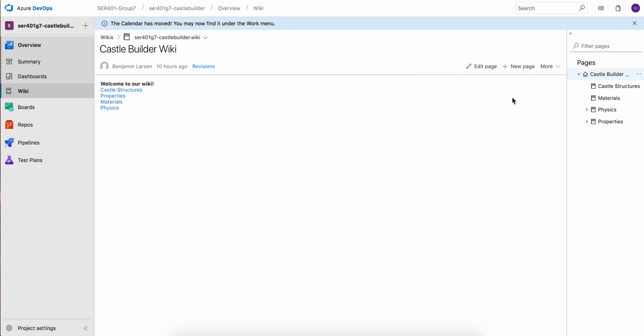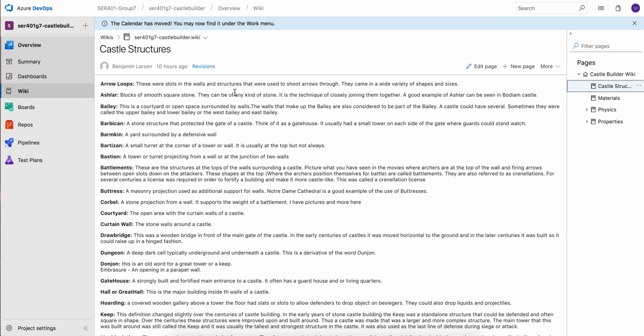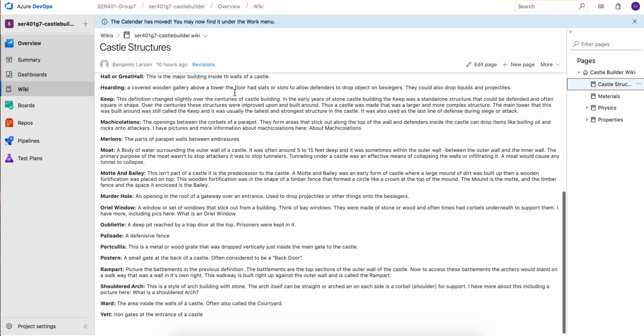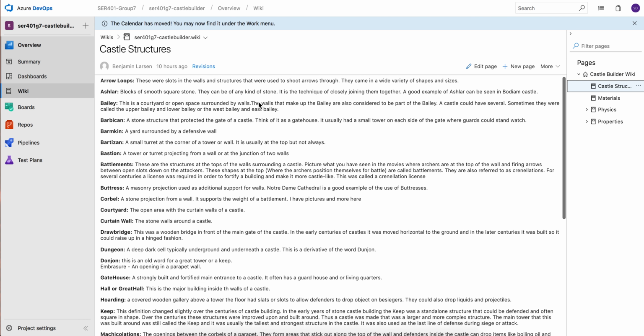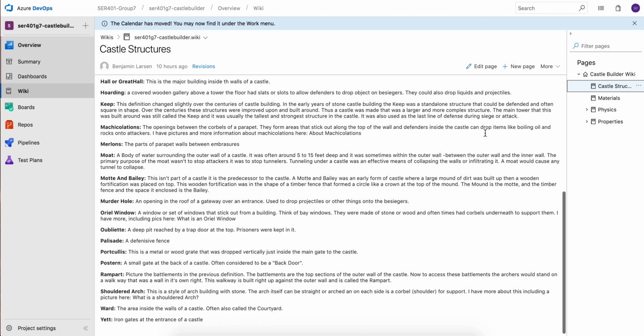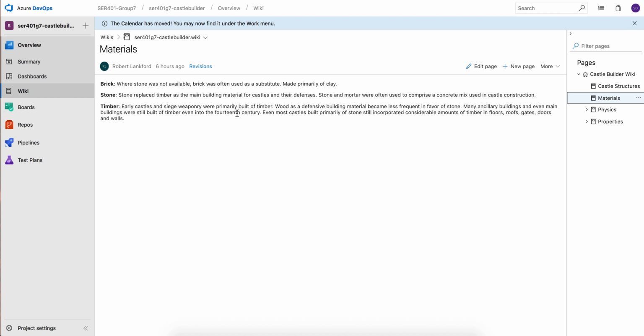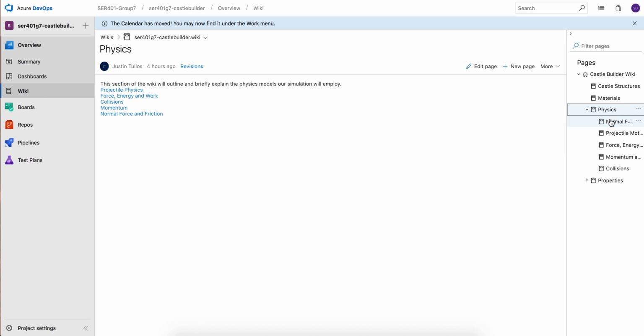So far we have our Castle Builder wiki. We have a section on castle structures, which has all the different structures which are found in a castle, and a lot of these things were identified in a book called Castle Builders. We have materials, which has the main materials that a castle is made out of. We'll be adding to this later to make sure that we know the different characteristics of different materials.